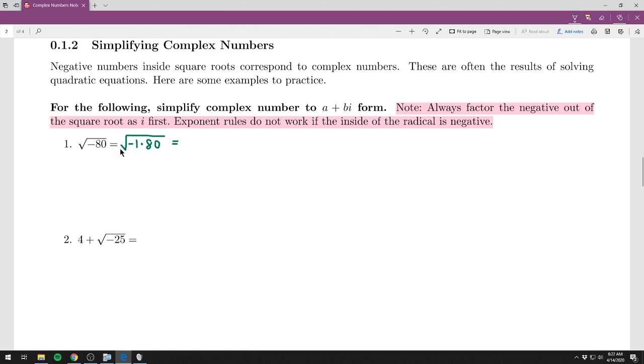What we're allowed to do by exponent rules, as far as multiplication goes, is break it up over multiplication. So that rule is fine. We got -1 times 80. We have the square root, so we took the square root of each. And then the square root of -1 is exactly i.